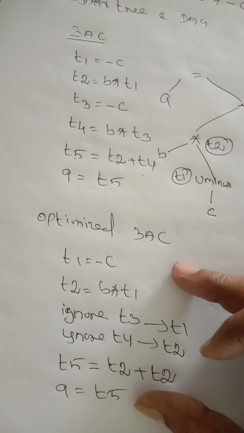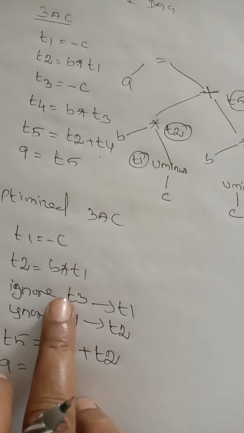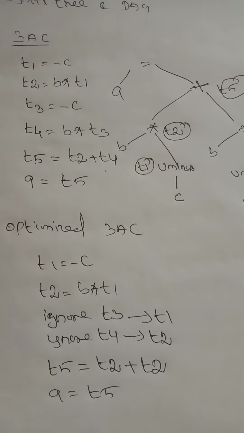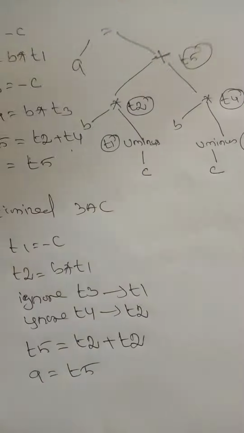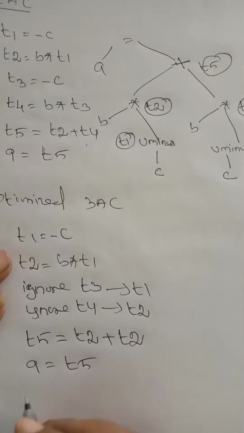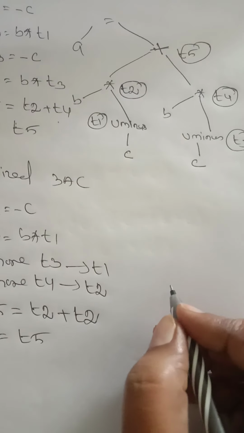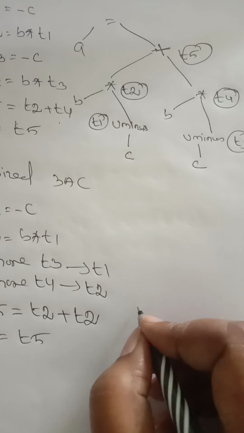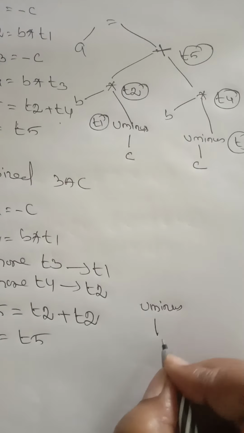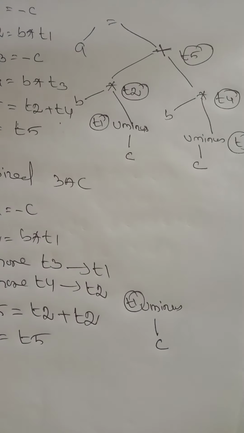Now we have to construct the syntax tree for this. That optimized syntax tree is called a DAG. How do we construct it? The first statement is T1 equal to minus C. So I will write unary minus applied to C. This node is called T1.